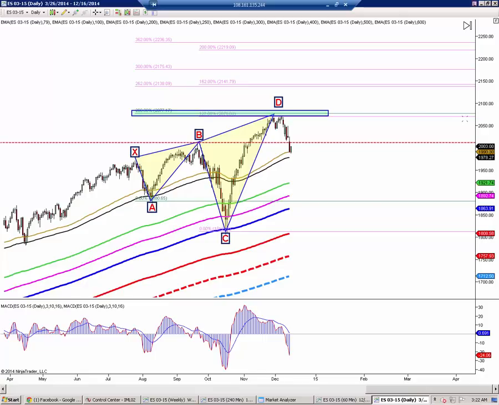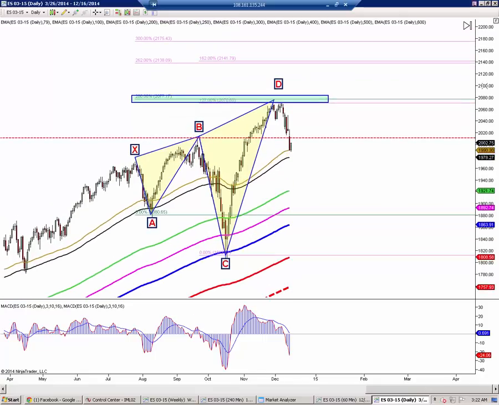In our prior videos, we were looking at the S&P E-mini futures, which had formed an X, A, B, C, D pattern, and up in this general area we had resistance. We previously looked at the December contract. We're now looking at the March S&P contract.